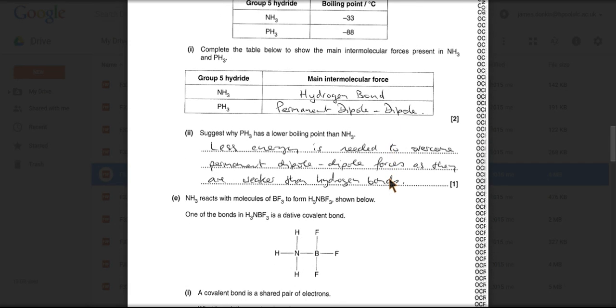Suggests why PH3 has a lower boiling point than NH3. Well, if you know the order of strength, hydrogen bonds are the strongest intermolecular force. Permanent dipole are a little bit weaker. And so more energy is going to be required to overcome the hydrogen bonds compared to the permanent dipole forces.